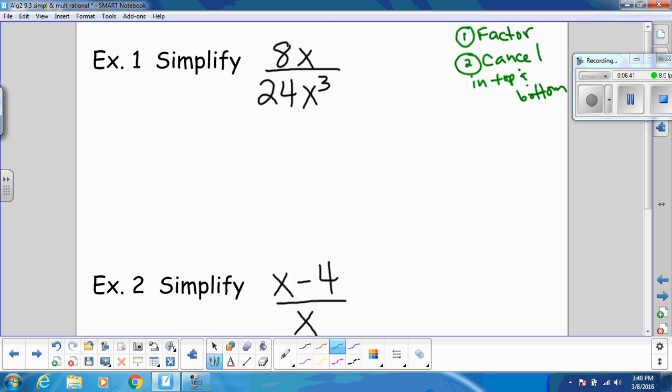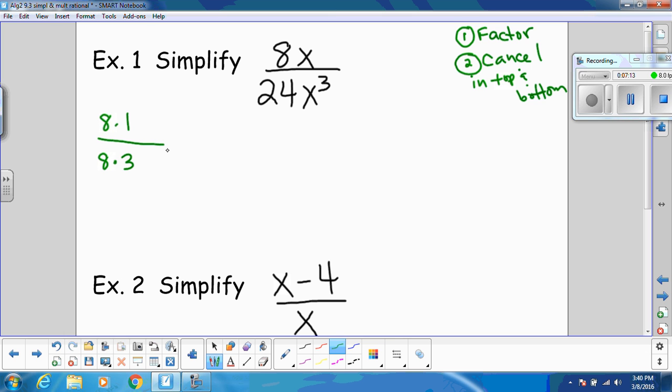Okay, so that's the whole idea. So let's look at this example 1. We want to look at the numbers and we want to look at the variables. Let's look at the numbers first. Can we break up 8 and 24? What can we divide both of those by? Well, do you notice that 8 can go into 24? So I'm going to leave 8 as 8 times 1. And then 24 I'm going to break into its factors of 8 times 3.